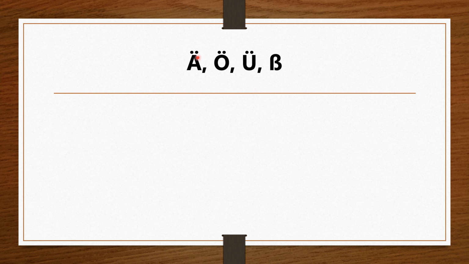A umlaut, umlaut is the 2 dots. A umlaut, O umlaut, U umlaut, and it's a doppel S. Doppel S is double S.